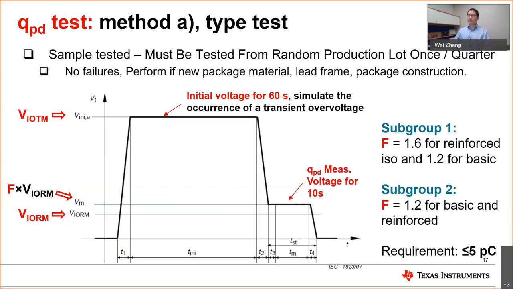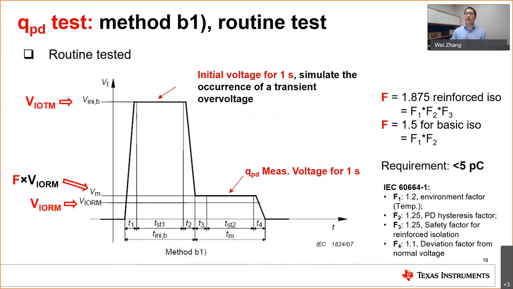Method B1, the only difference is that it's a routine test, compared with method A, which is a certification test. Here method B1 is a routine test, which means every part has to make sure your partial discharge under method B1 is not over 5 picocoulombs. And you can see here the major difference. The initial voltage is only for 1 second, but you have a different coefficient on the VIORM, which is 1.875 for reinforced and 1.5 for basic. If you see F1, F2, F3, there are a lot of definitions right there.